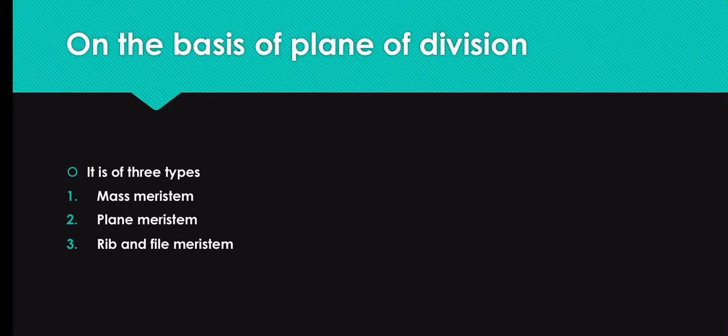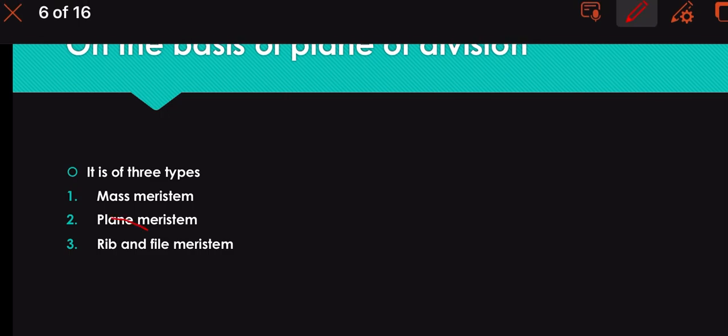On the basis of plane of division, it is of three types: mass meristem, plate meristem, rib and file meristem.